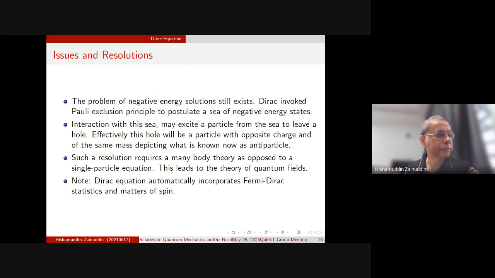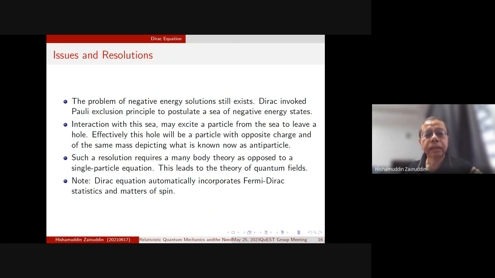This is the same kind of picture that one has when you talk about the NP semiconductor. So one considers the hole as a particle with the opposite charge and the same mass. And that is now known as the antiparticle. There are details in these ideas, but conceptually, that's what's been used: the idea of holes being identified as your antiparticles.